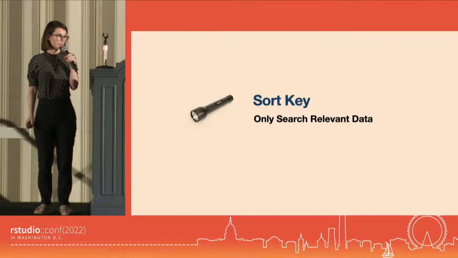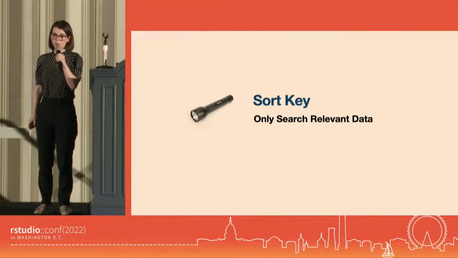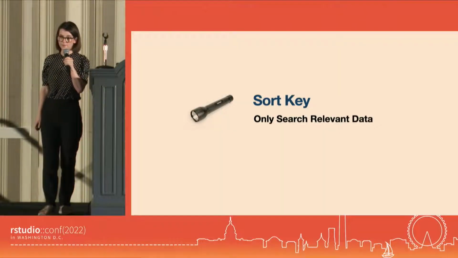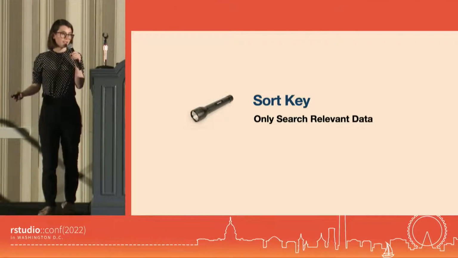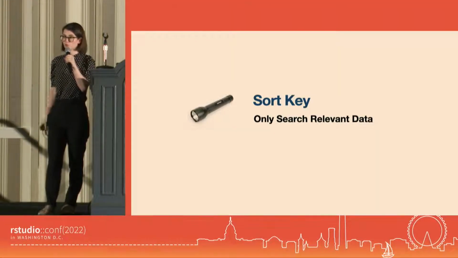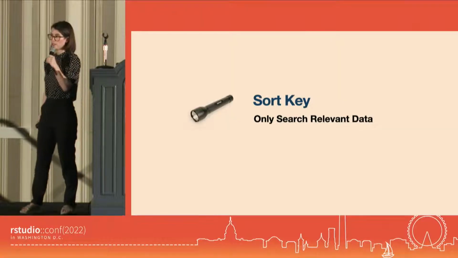Your sort key is like a flashlight. It helps you only search relevant data. Imagine that you have a data set that has 3 years of data, 2020, 2021, and 2022. I only care about 2022. I'm living in the present. So I have a where clause that filters on where year equals 2022.